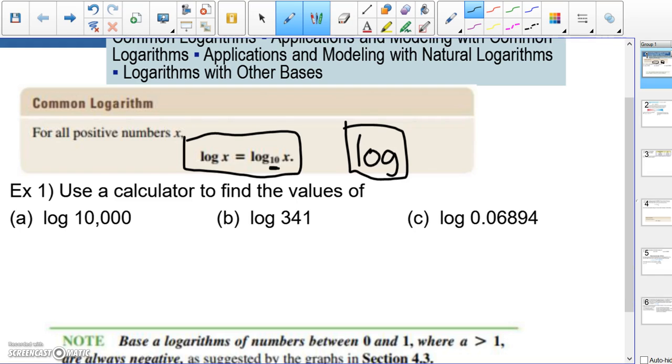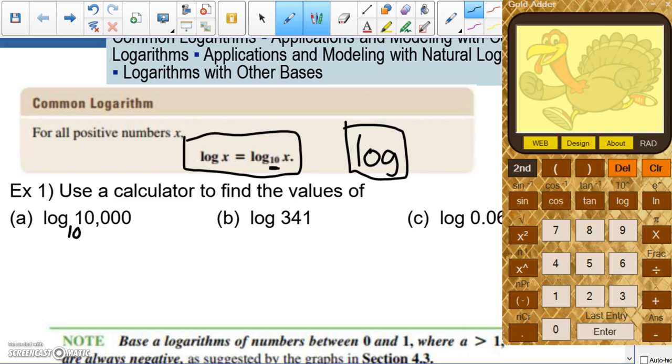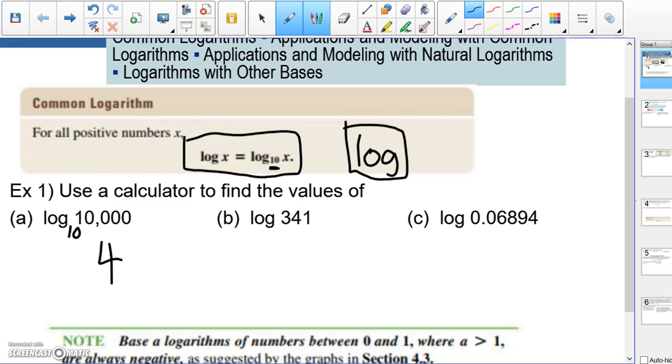Example 1 says use a calculator to find these values. So when it's a log, just a regular log, we assume that it's a log base 10. But this is what we're looking at. When you see the log button on your calculator, you can just type it in. This is the only base where you can do that. Log of 10,000 is 4. Now remember, the answer to a log is the exponent. So if you think about it, if that's a base 10, it's like saying what exponent would give you 10,000.